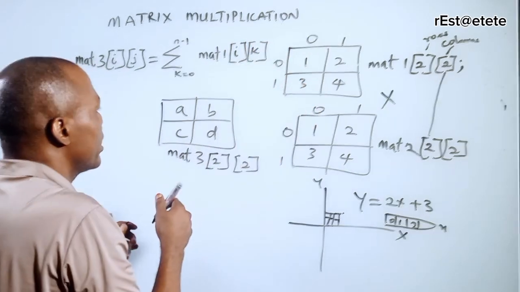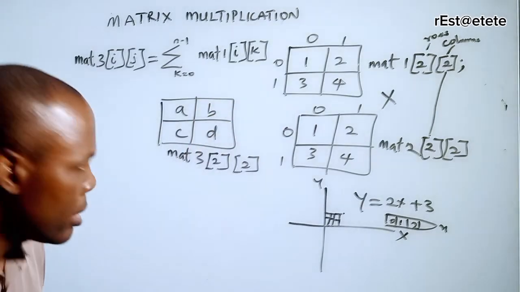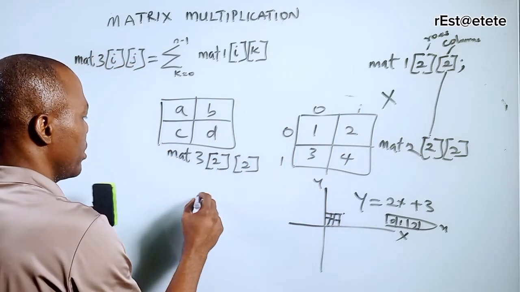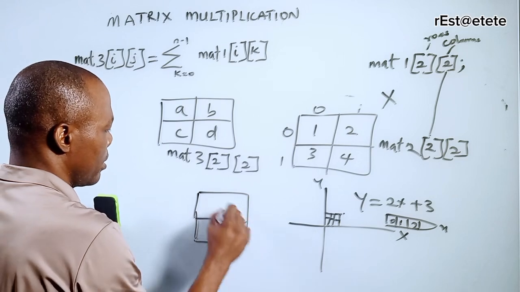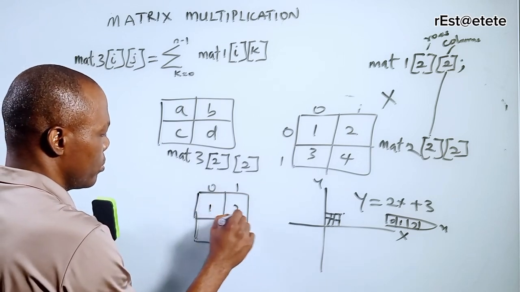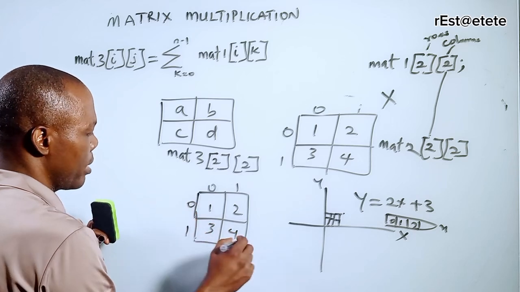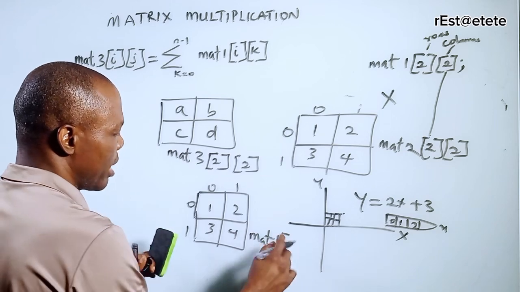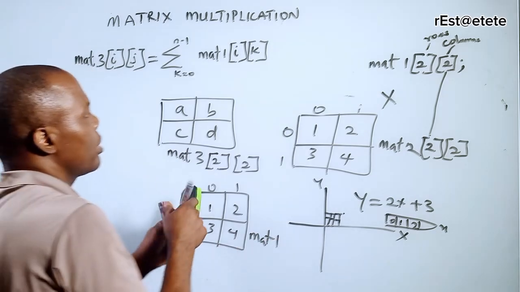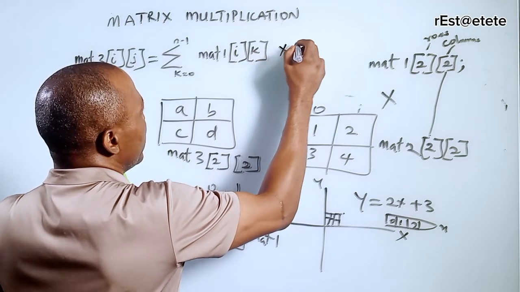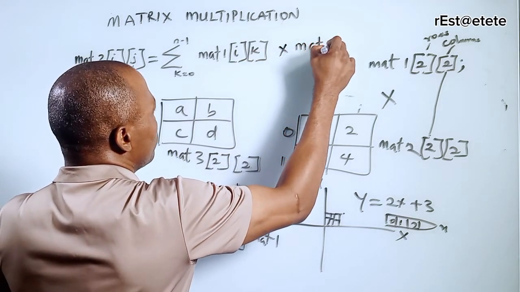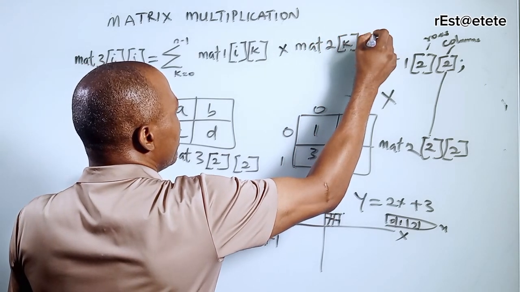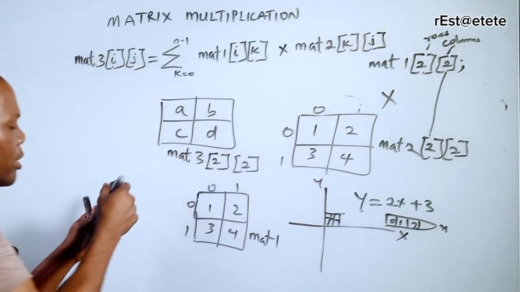Let me clean it so that I will write a formula. We'll bring it back here. 0, 1, 1, 2, 3, 4. 0, 1. So this is mat 1. So this one will now be multiplied by mat 2 k j, right? So this is the equation.